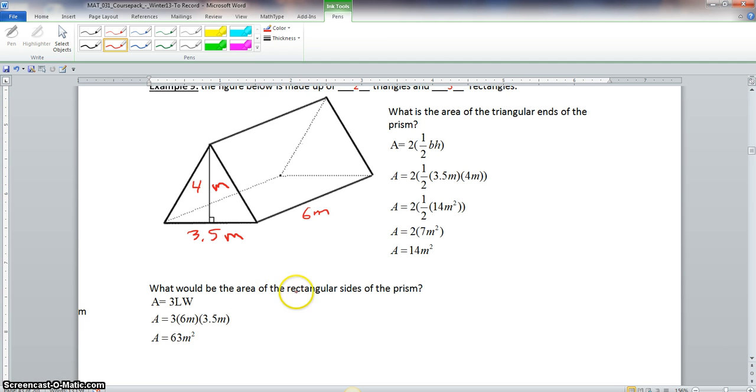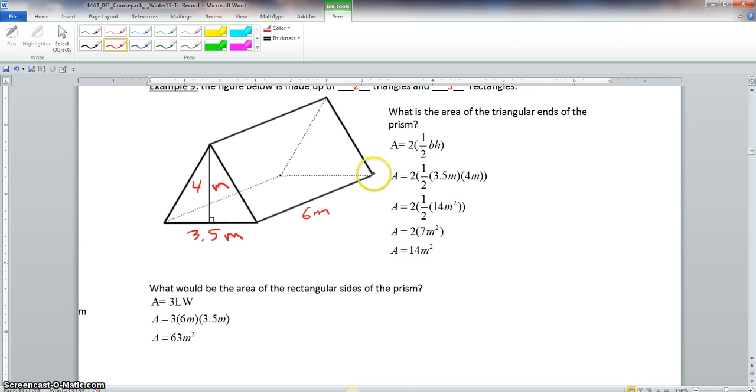What would be the area of the rectangular sides of the prism? Now we had 3 rectangular sides, so we had 3 times the length times the width, because we know the regular area is just length times the width, but since we had 3 rectangles, we will multiply this by 3. So we had 3 times, now we know this is the side of a rectangle, so that would be 6 meters, and then this other side here is basically the same length as this side here from this triangle. So it'll be 3.5 meters.